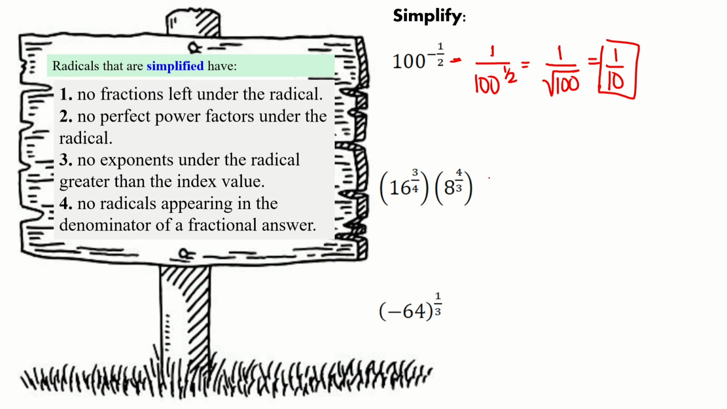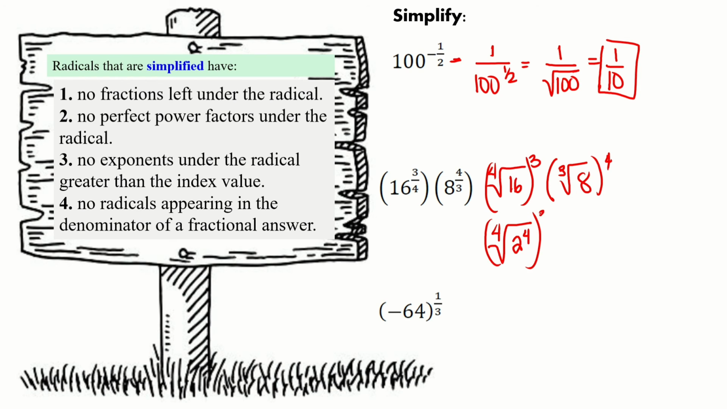For next one, first is we transform this to radical form. That is simply fourth root of 16 raised to the third power. Also this one, we have cube root of 8 raised to the fourth power. We can express 16 in terms of 2 raised to 4. So that's fourth root of 2 raised to 4 raised to the third power. And 8 can be expressed in terms of cube root of 2 raised to 3 raised to the fourth power. So we can simplify this.